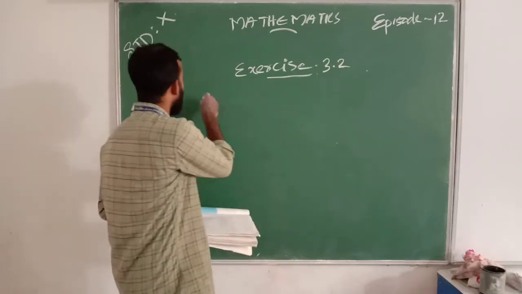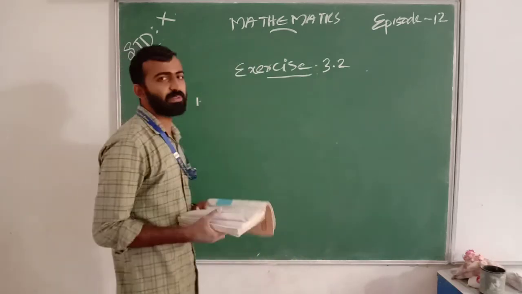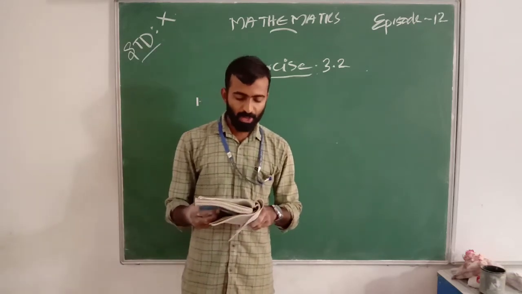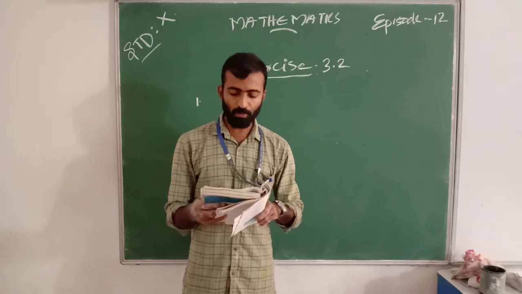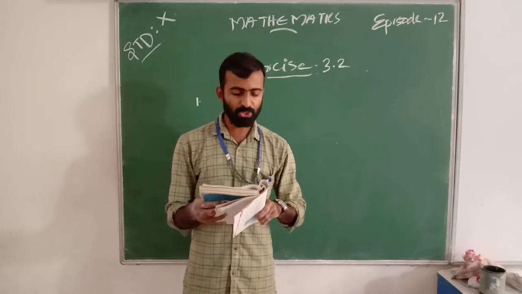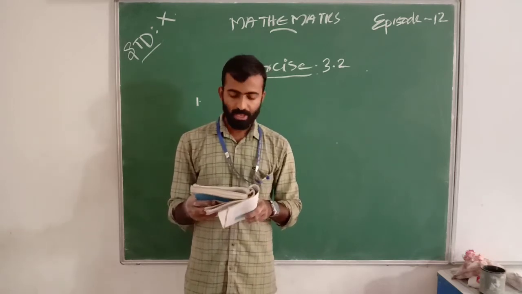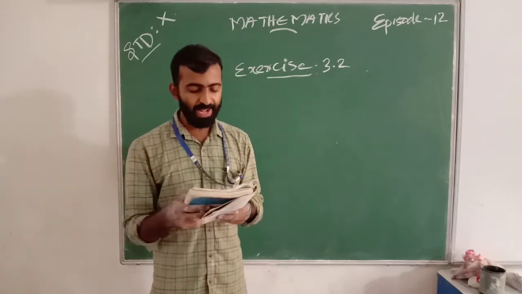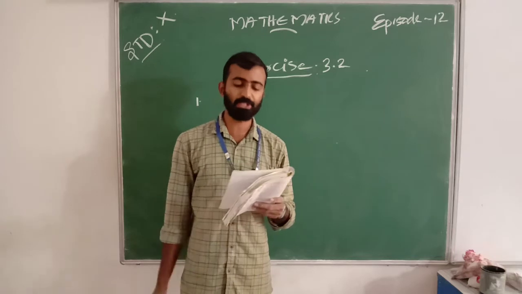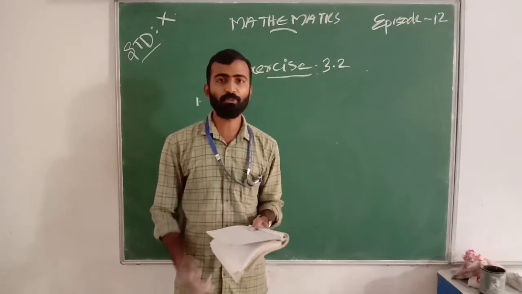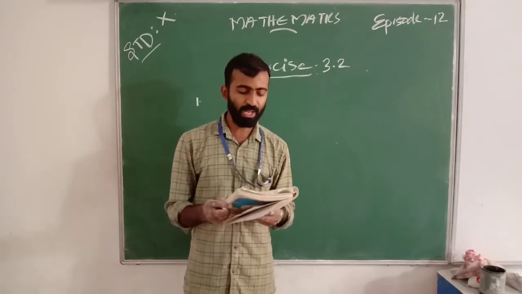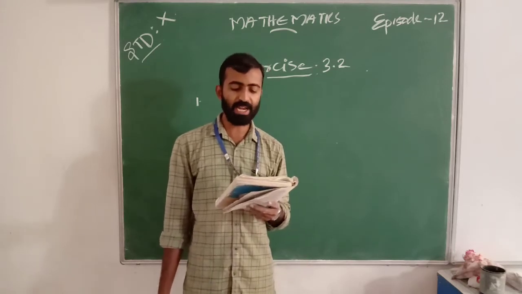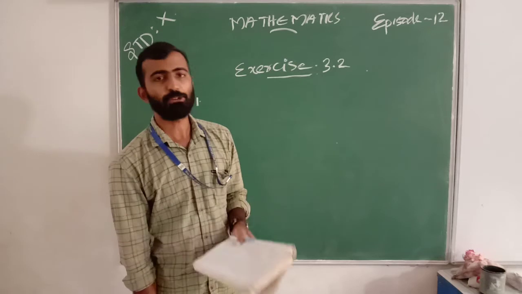The first question is, from the pair of linear equations in the following problems, find their solutions graphically. First one is: 10 students of class X took part in the mathematics quiz. If the number of girls is 4 more than the number of boys, find the number of boys and girls who took part in the quiz.